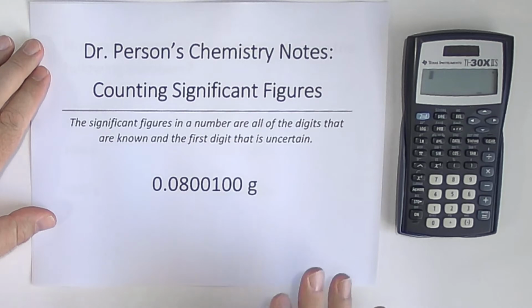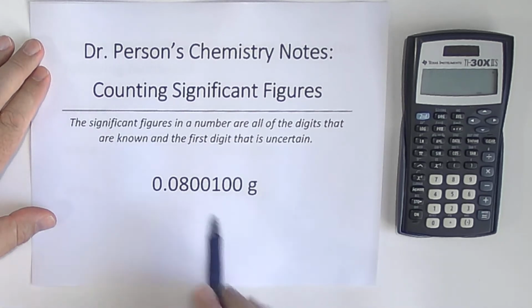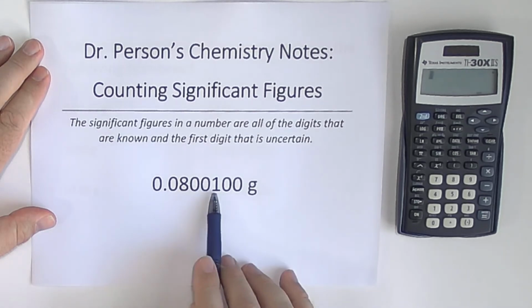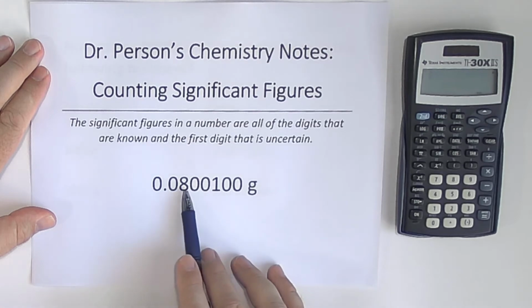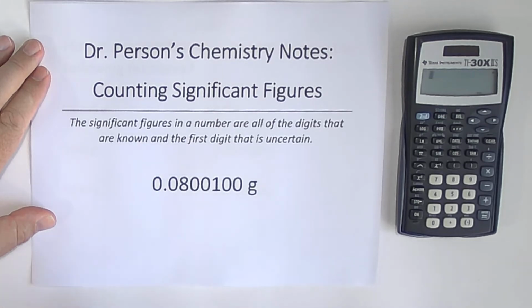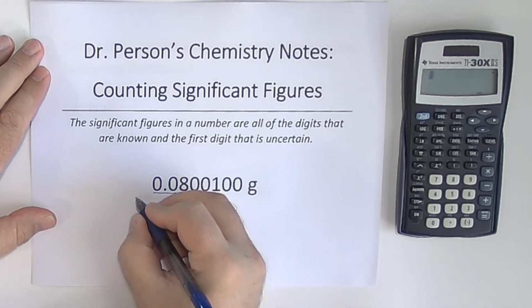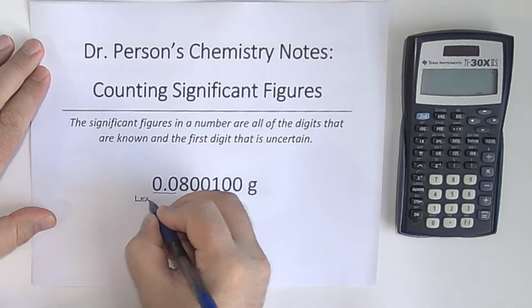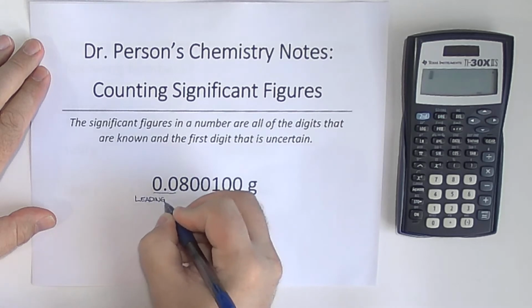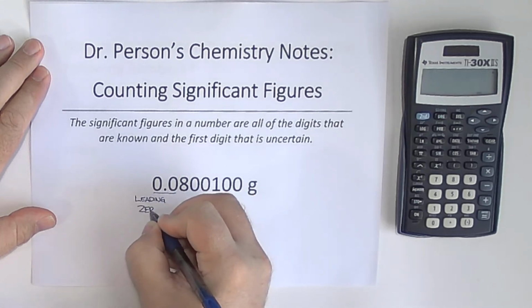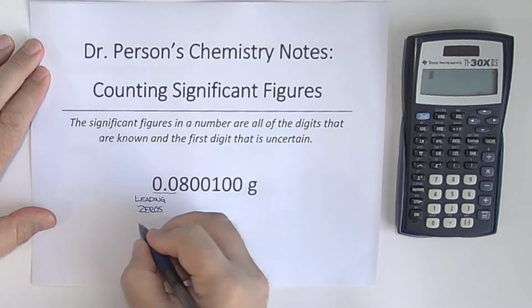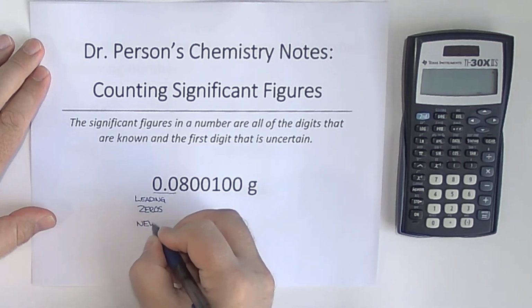The rules for doing this are fairly simple. First, any non-zero digit, any number 1 to 9, will always be significant. In this number, the 8 and the 1. Zeros are tricky. There are 3 kinds of zeros. The first kind of zero are leading zeros. Leading zeros are never significant.